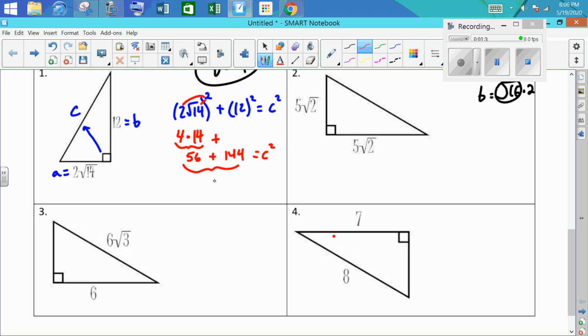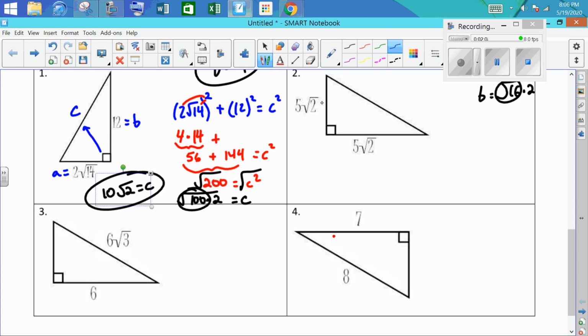These add together to 200. And now that I've fully combined like terms and gotten just one number, I can undo the square by taking the square root. I know 4 goes into 200, and I also know 25 goes into 200, but the largest perfect square that goes into 200 is really 100. And then the square root of 100 is 10, so I have 10 root 2 equaling C.